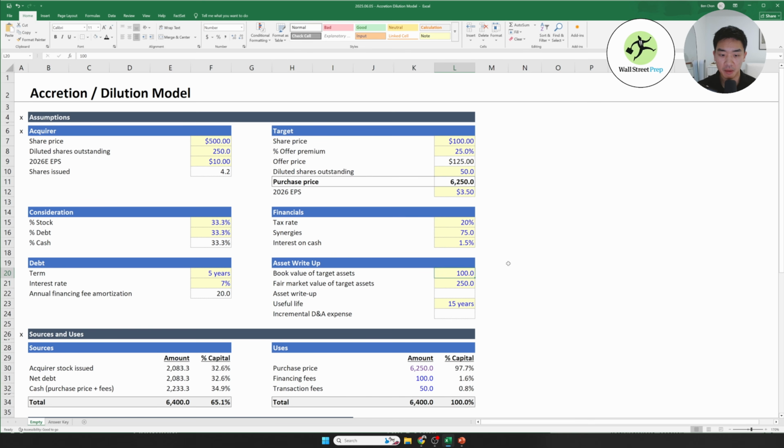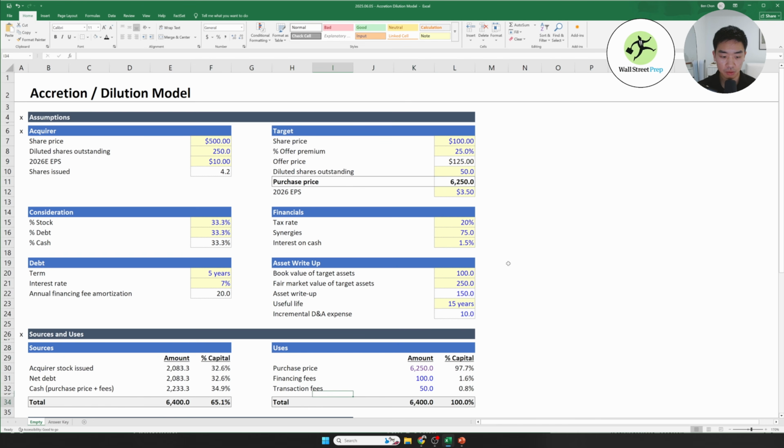So if we have book value of target assets, 100 million, fair market value of 250, then we have asset write-up of 150. And then we want to figure out what are incremental D&A expenses, right? So that's 150 divided by 15. Again, we're not going to take a one-time hit. Essentially, we're just going to depreciate or amortize it over time, just like we did with our annual financing fee. And so with that, we have all of our assumptions.